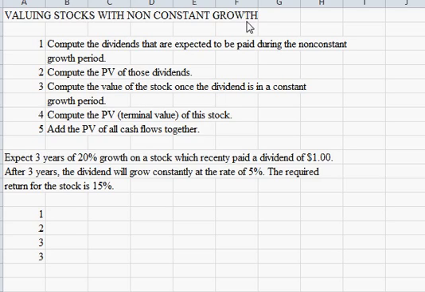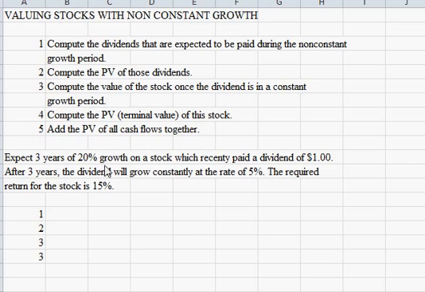So what we have to do is take the dividends that are occurring when the non-constant fast growth is going, find a present value for those, and then go into the constant model and then discount all of that back. This is called finding a terminal value. And then finally we add those all together.